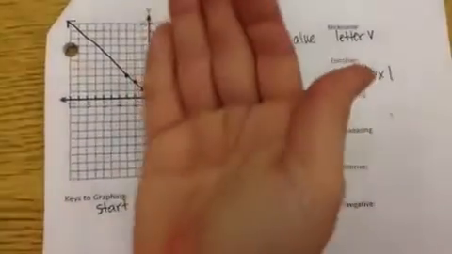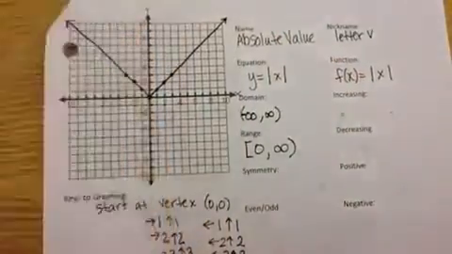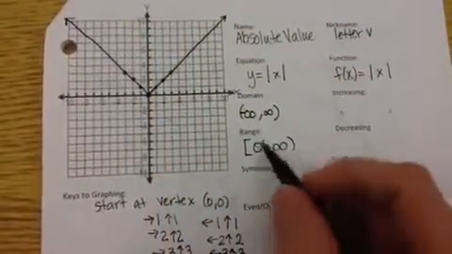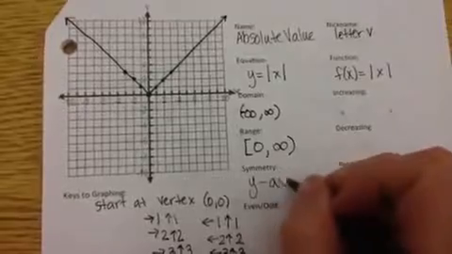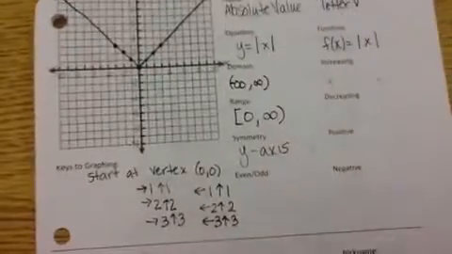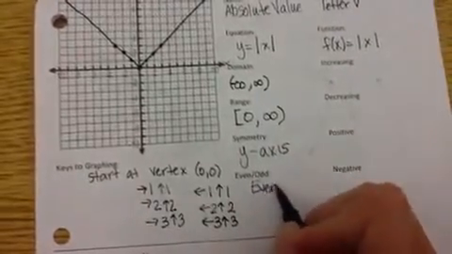You can see that if you fold this graph over along the y-axis, it would fall exactly on top of itself. So it has y-axis symmetry, which means it is an even function.